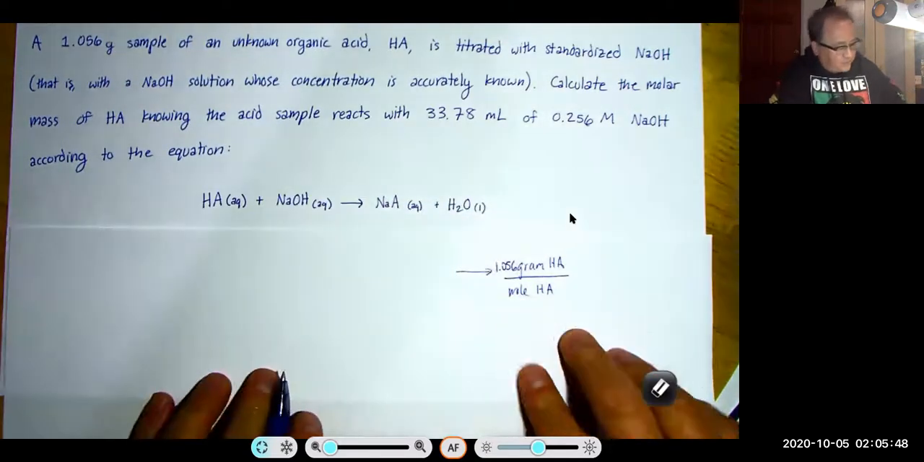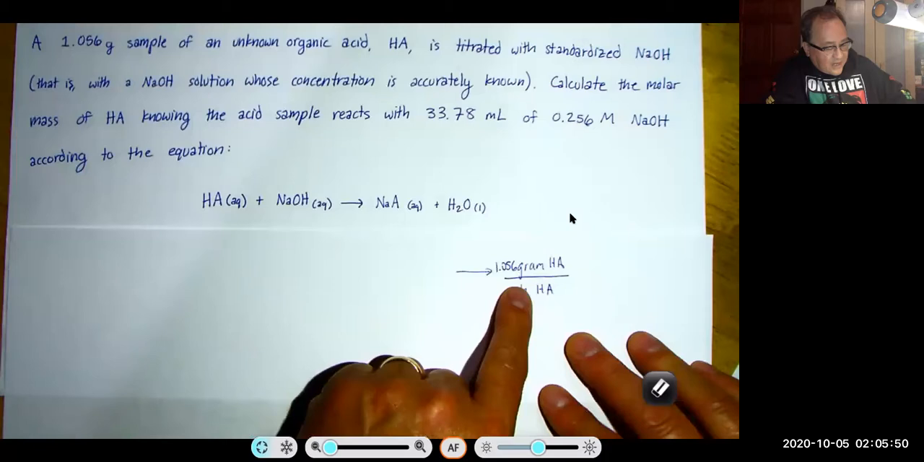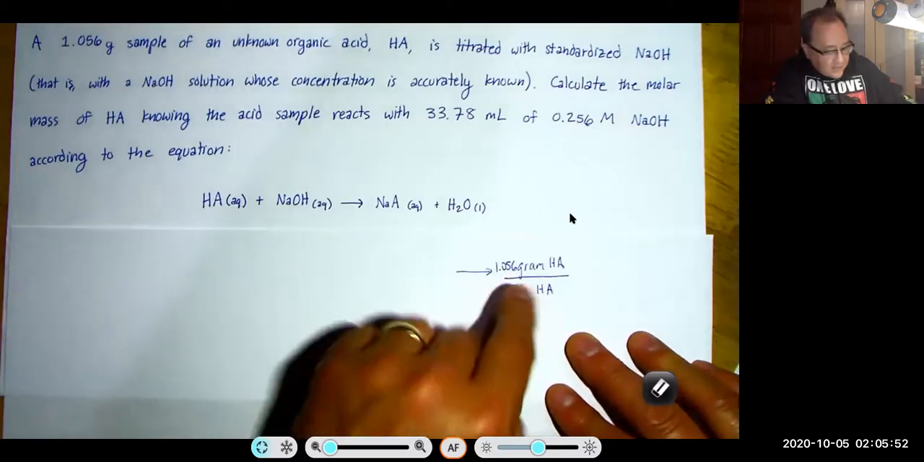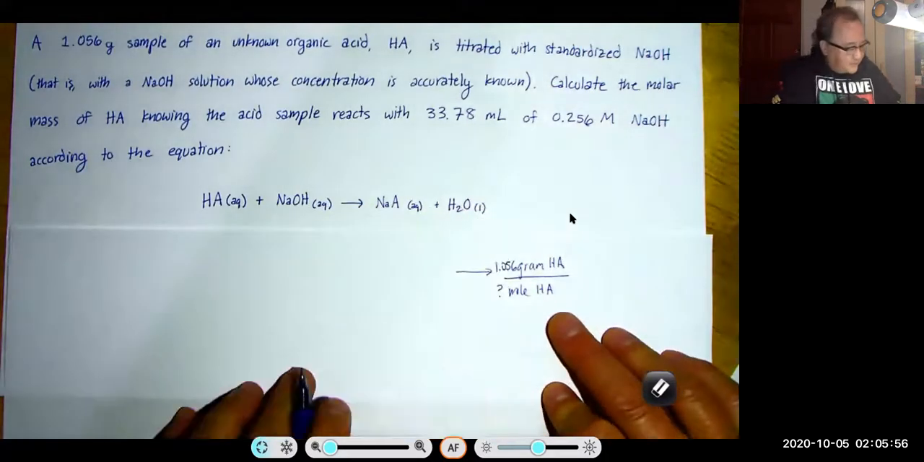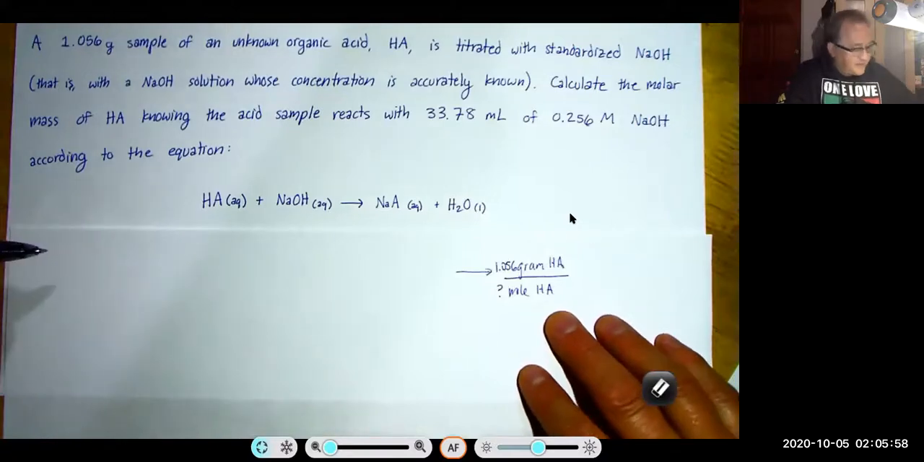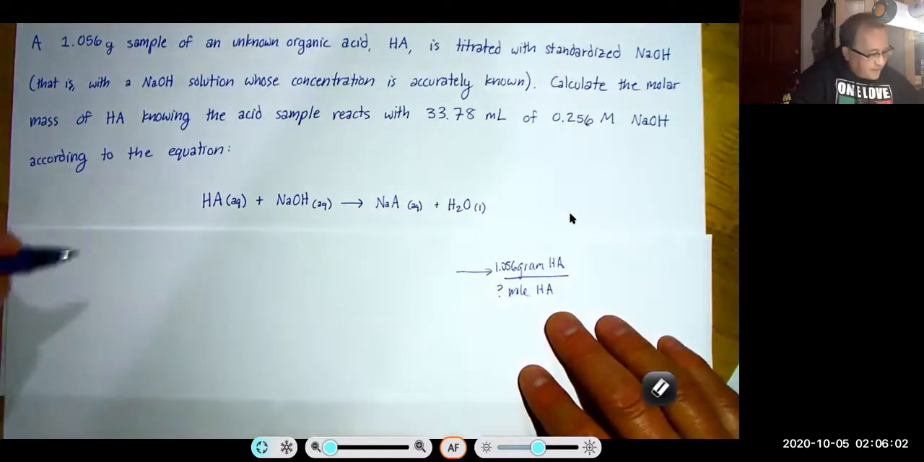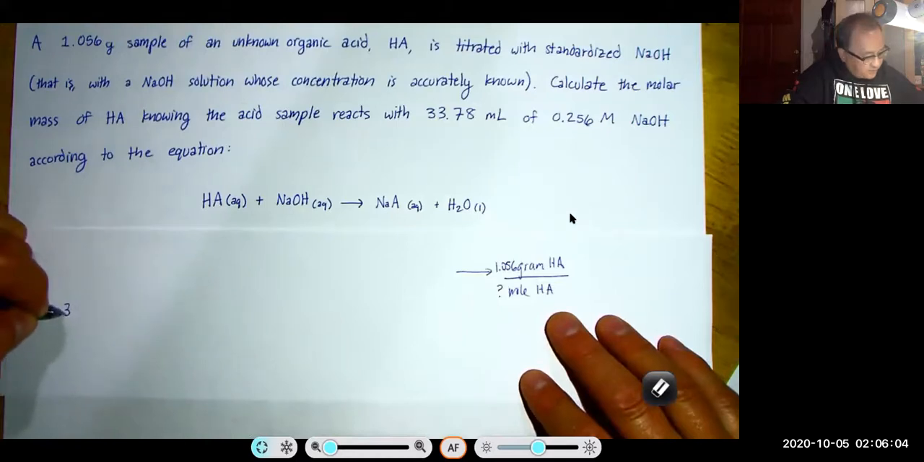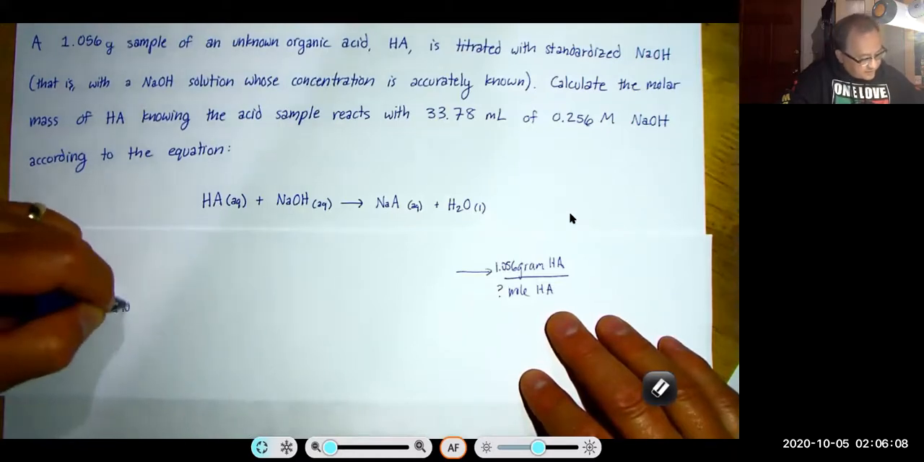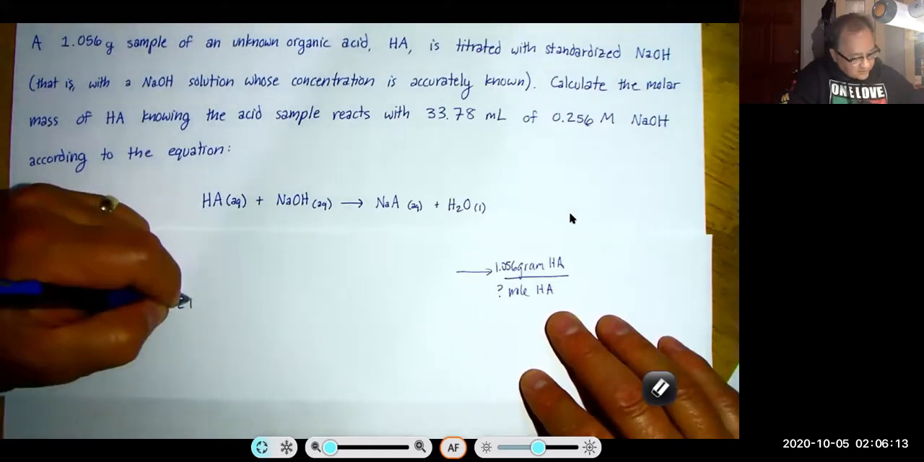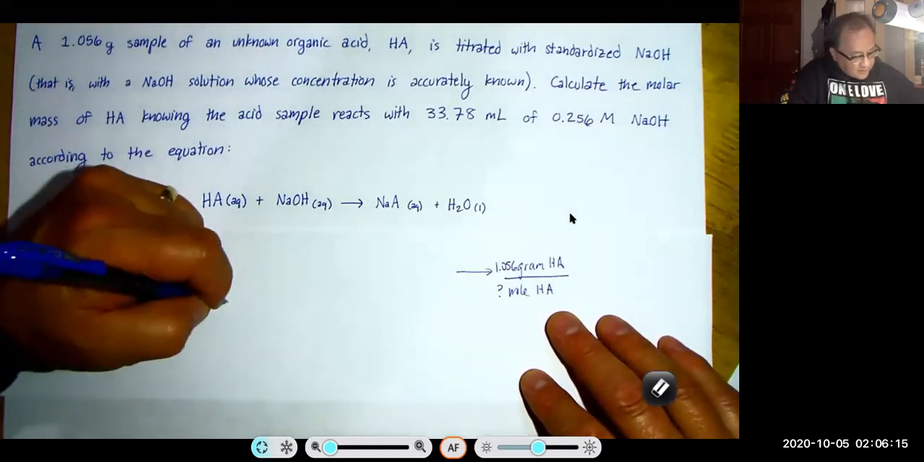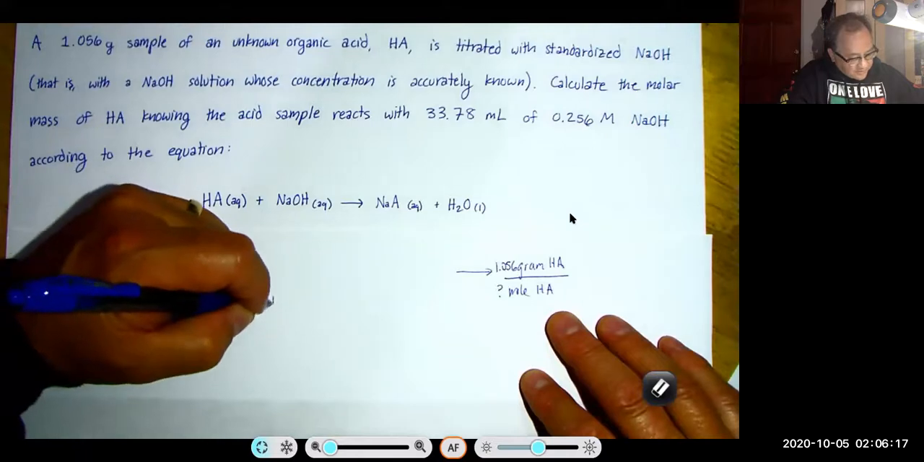All right, so I don't want to start with that. I kind of want to end with that on top, and I would like to calculate how many moles of HA are in here. So I'm thinking to myself, to calculate the moles of HA, maybe I start with my 33.78 milliliters of sodium hydroxide. I turn that into liters of sodium hydroxide because I want to get moles of sodium hydroxide.